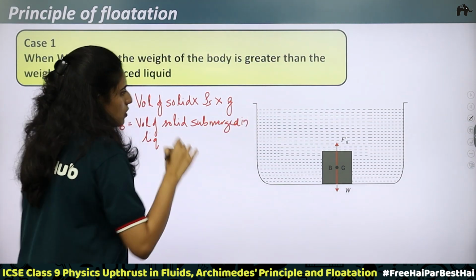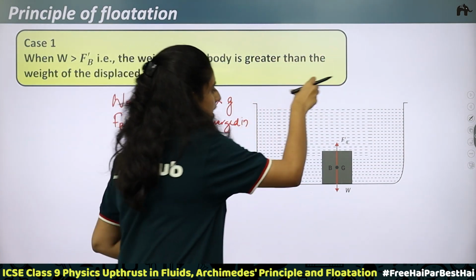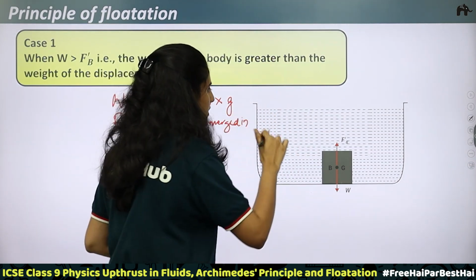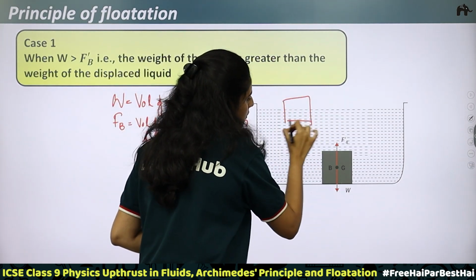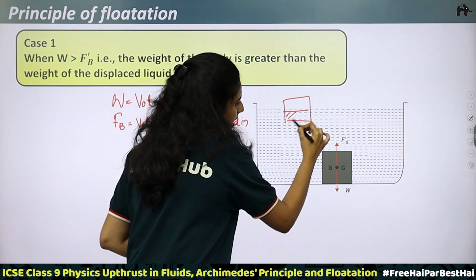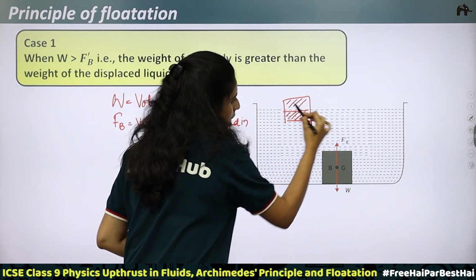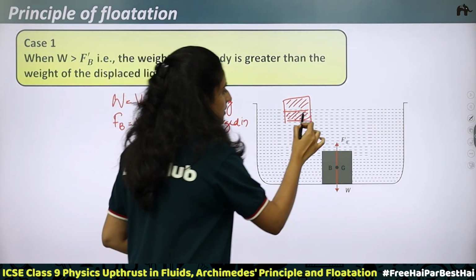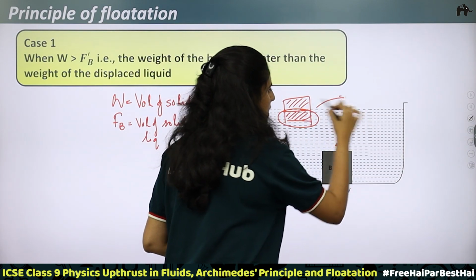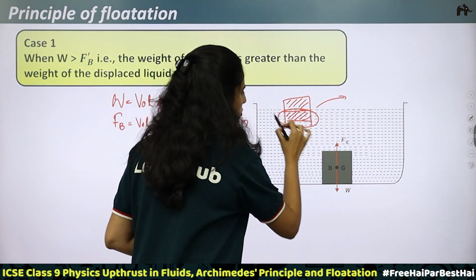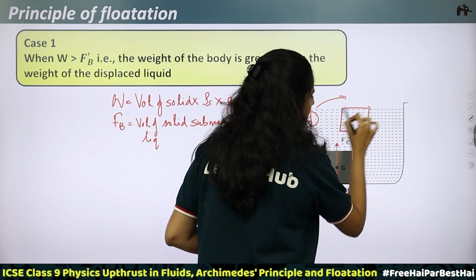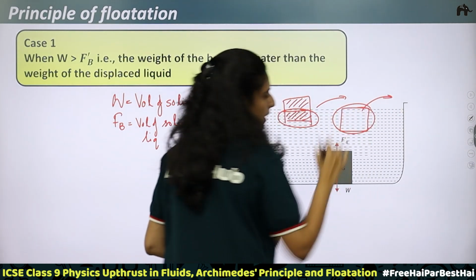These will be equal. So, when a body is put inside it, it can sink or it can float. If 50% of it is inside the liquid and 50% is outside the liquid, then this much volume of water will be displaced. If it is completely inside, then this much volume of water will be displaced.